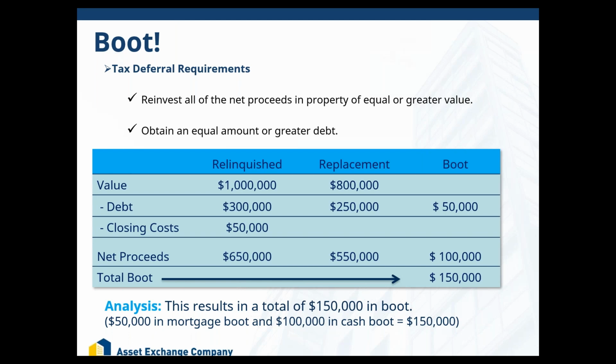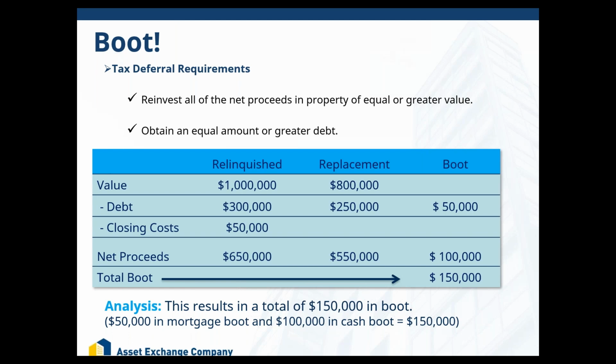We're only going to hold $550,000 of that $650,000. Now, in this example, they're going to use that entire $550,000 and actually buy a property of less value than what they sold. They're going to go out and buy a property for $800,000. Now, they still need another $250,000 to help them do that. So what do they do in this case? They go out and get a loan for $250,000.